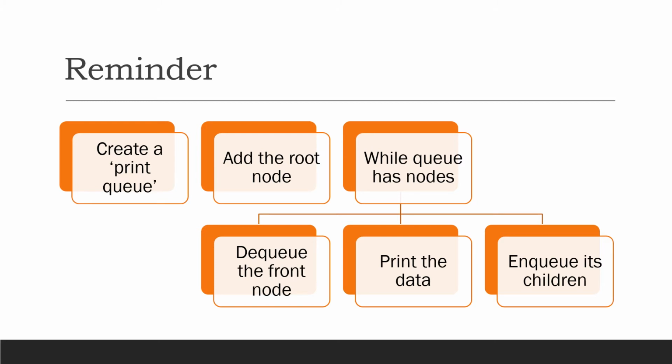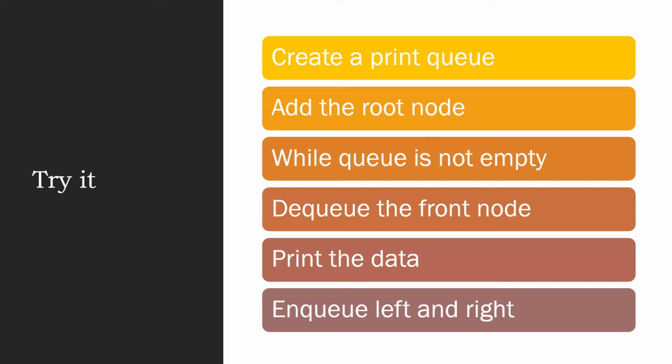So those are the lines that we need to add to our program. Let's write them out in order. Create a queue, add the root node, while the queue is not empty, dequeue the front node, print the data, enqueue the left and right nodes. So do you want to try and write that program for yourself? I'm going to go through it line by line. But if you want to stop the video and have a go at that now, this would be a good time. Otherwise, on to the next slide.